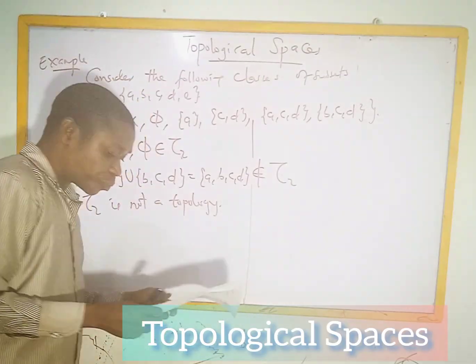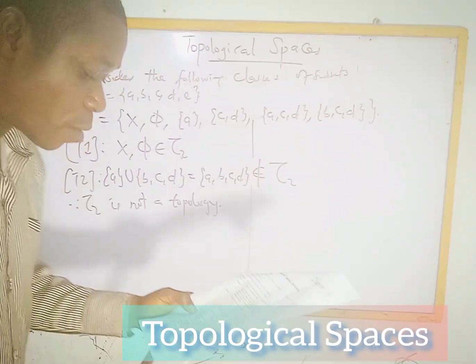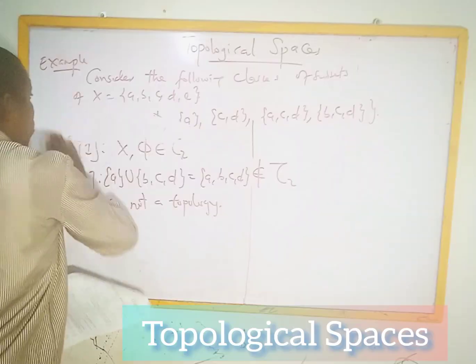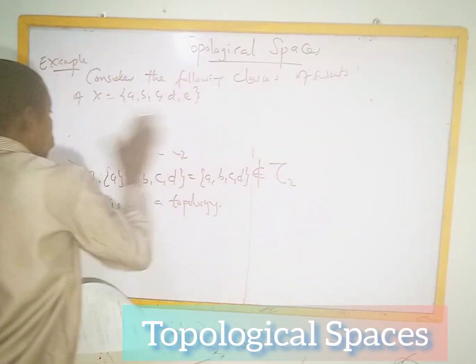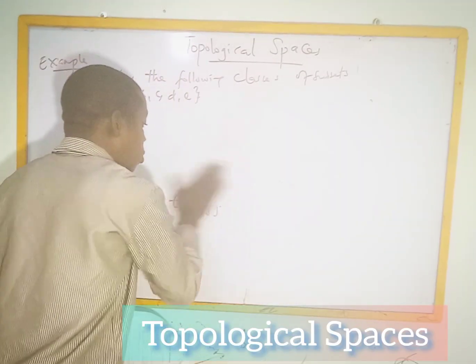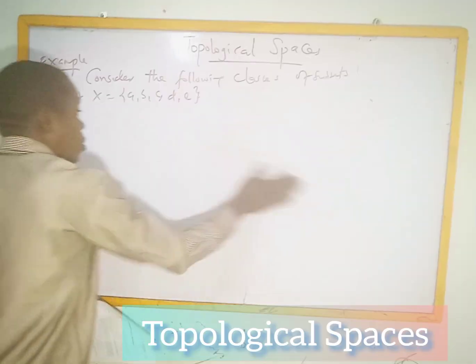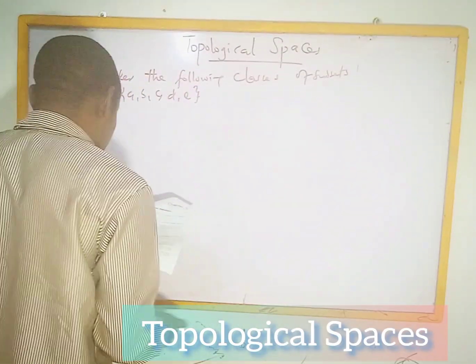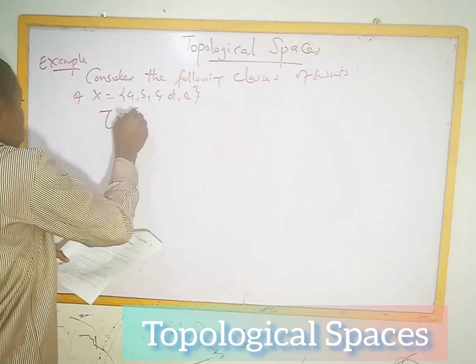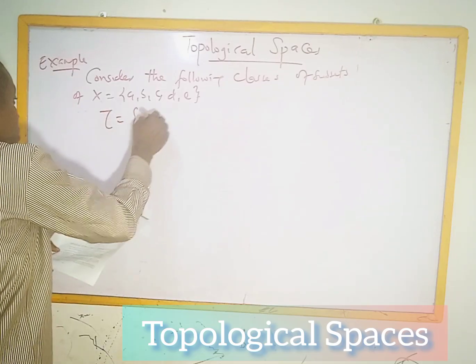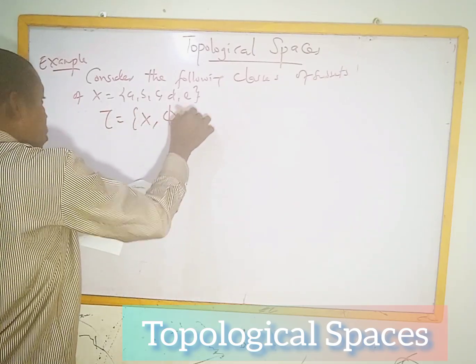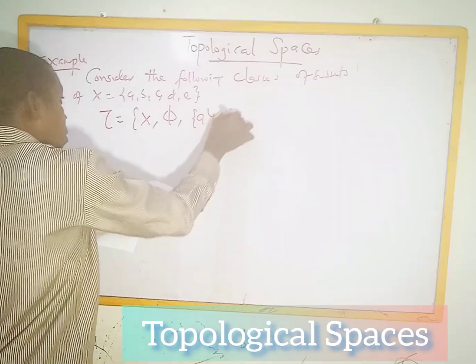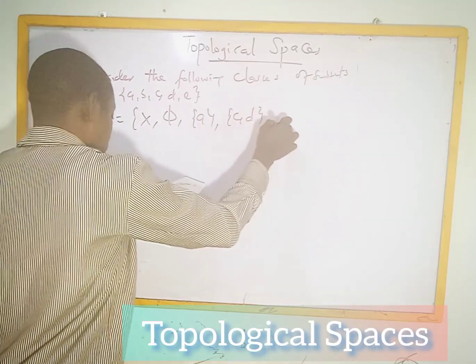Good. Now, let's check another one before we proceed. Let's check another collection, whether that will give us a topology or not. Let's check it again. Now, look at this one. Let me give you this collection now. You have X, empty set, set A, C, D.